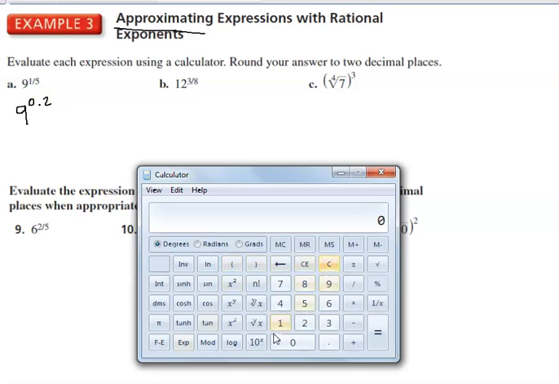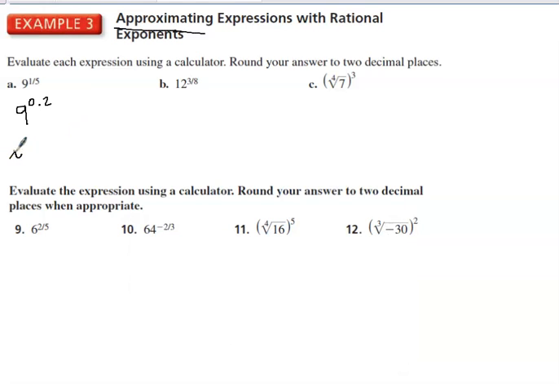Then when I go to type that in, I put my base first. Here is my x to the power of y button, or I see this little caret pop up. A lot of calculators will have that button as an actual button in place of the x to the y. But I hit 9 as my base, and then I raise it to the power of 0.2. And I get 1.55. It says round to 2 decimal places, so this is approximately 1.55.